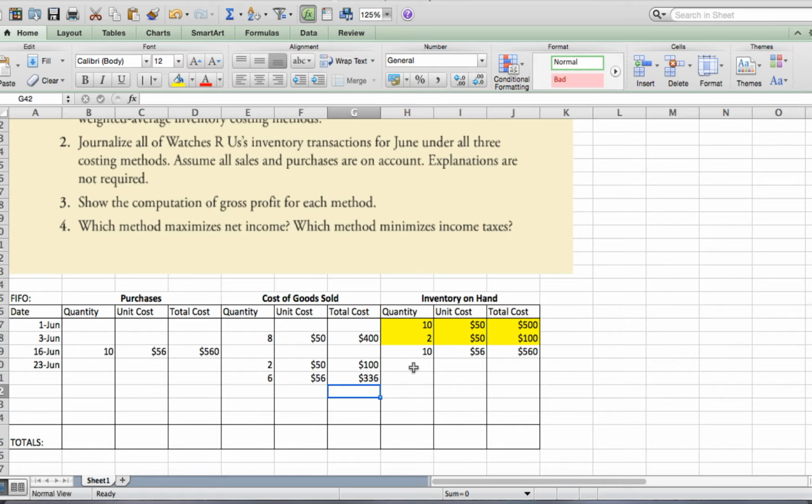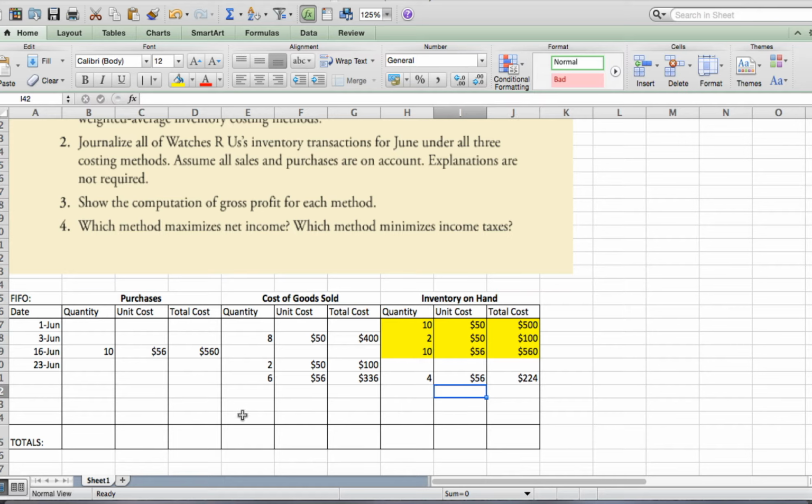And that leaves me, since I've now used up not all 10 of these, but I've used up 6 of them, so I'll highlight that out. And I'll put down here what I have left, which is 4 units of the $56 batch for $224.